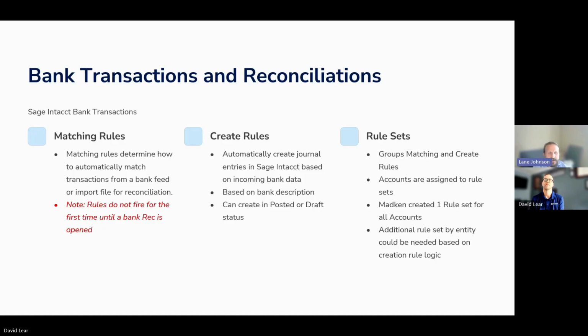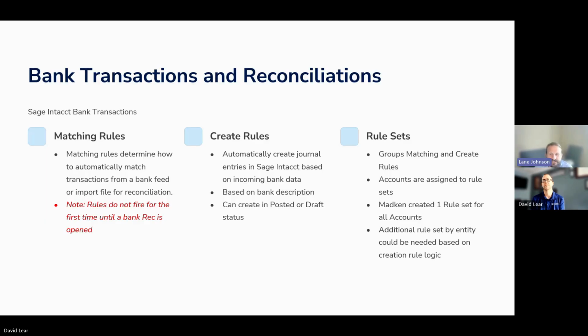And so match rules fire, do as much as they can. Then your create rules fire. Great use cases for this are sweep accounts, dividends, interest expense, maybe utility bills that are just hitting your account, auto drafting that you might not have a bill for. So the next step, you get your match rules going, your create rules going, and you put them in rule sets. These rule sets really are going to just group the matching and create rules. And then you assign these sets of rules to accounts.